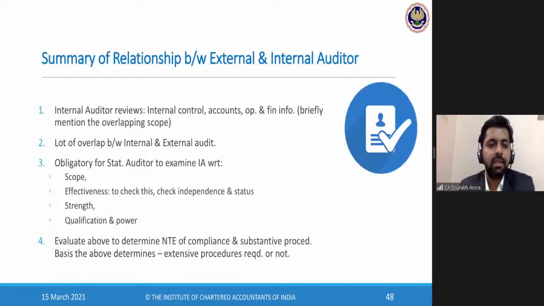And the internal audit reviews internal controls, accounts, operating and financial information. Briefly mention the overlapping scope. You know that very well by now. Lot of overlap between internal and external audit. Mention that. Then it is obligatory for statutory auditor to examine internal audit with respect to scope, effectiveness, independence and status, strength, qualification and power, and evaluate the above to determine nature, timing, and extent of compliance and substantive procedure. Basis the above, determine whether extensive procedure is required or not, whatever we discussed.